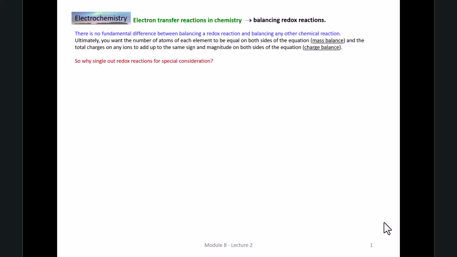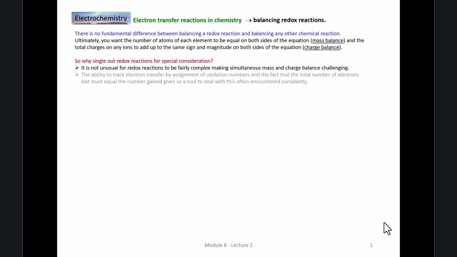So why would we single out redox reactions for special consideration? Well, the first reason is that it's not unusual for redox reactions to be fairly complex, making simultaneous mass and charge balance challenging. And the ability to track electron transfer by assignment of oxidation numbers, and the fact that the total number of electrons lost must equal the number gained, gives us a tool to deal with this often encountered complexity.